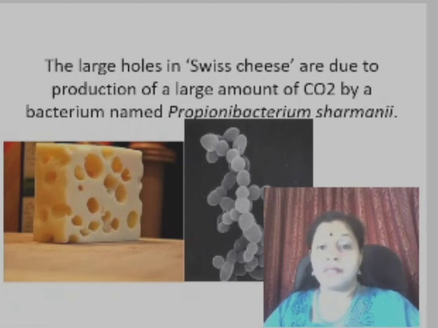Very few specific names we are learning, like scientific names. Rest all are common names only we are telling. But if you are learning one organism, definitely study whether it is a bacterium, a fungus or a protozoan, which category it belongs to also.